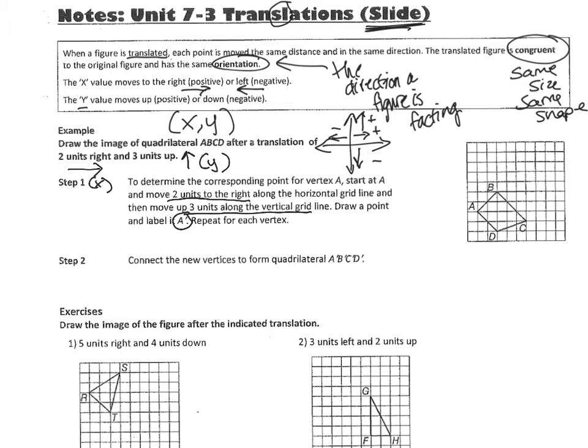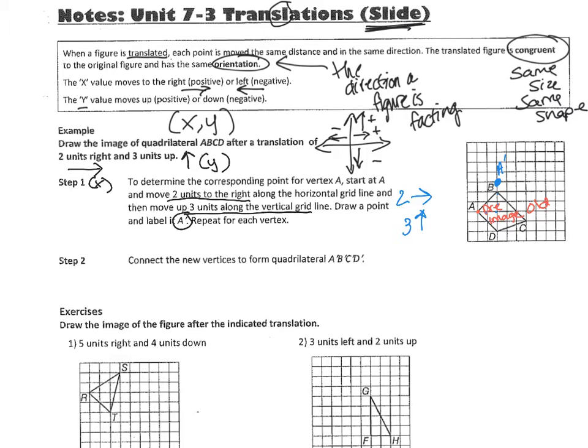Repeat for each vertex. So if I look at A, this is my original A. This is also called your pre-image, or old image. So start at one point at a time. So we can start with A, and I can move 1, 2 spaces to the right, and 1, 2, 3 up. So 2 to the right, 3 up. And that's going to be my A prime.